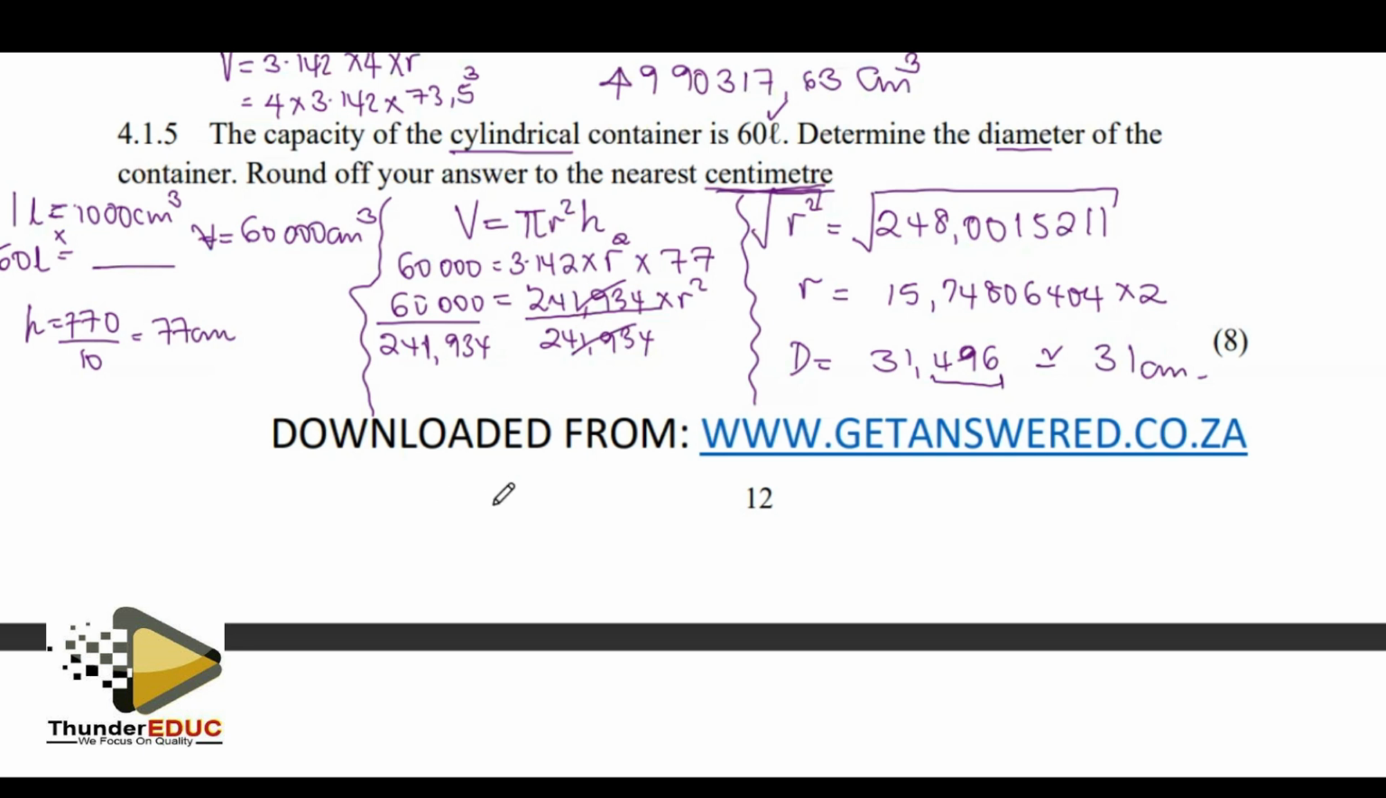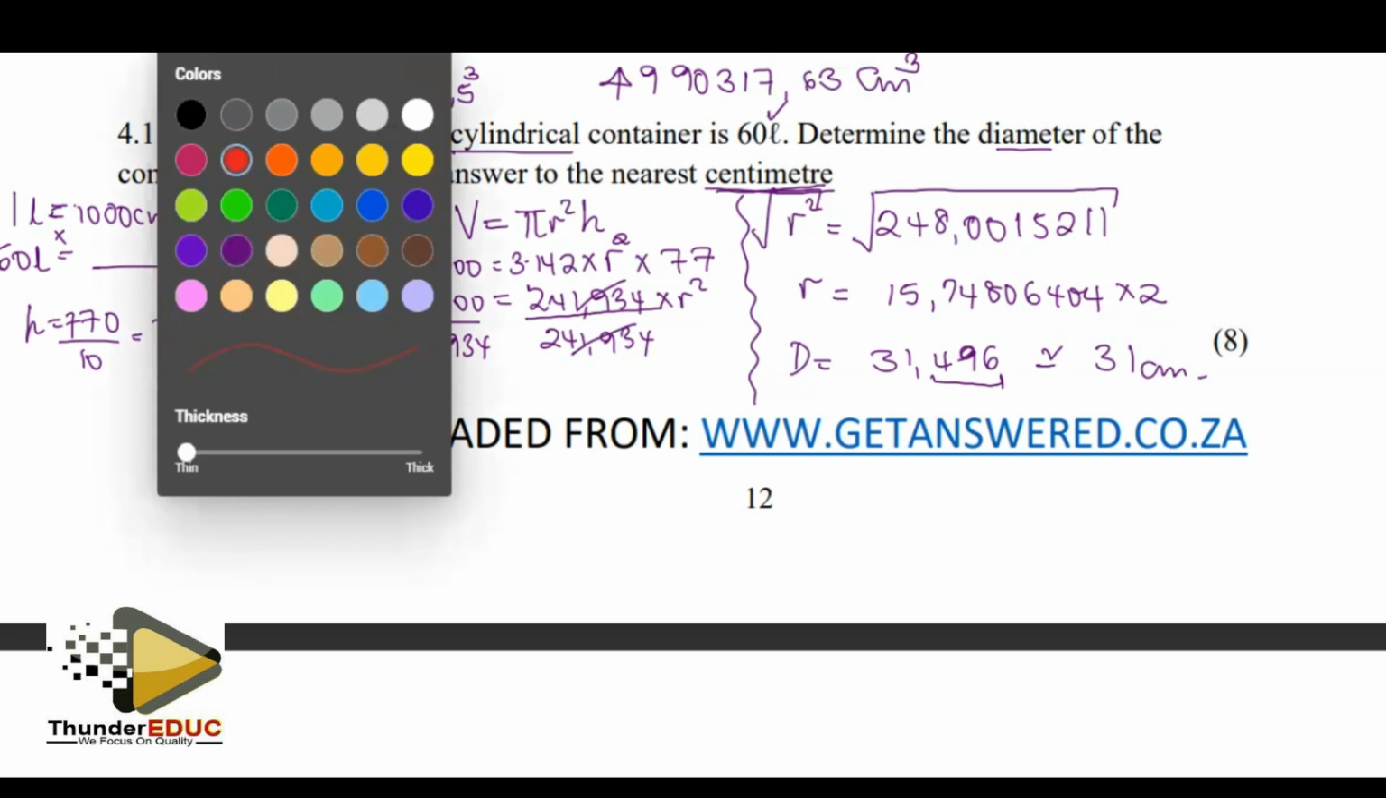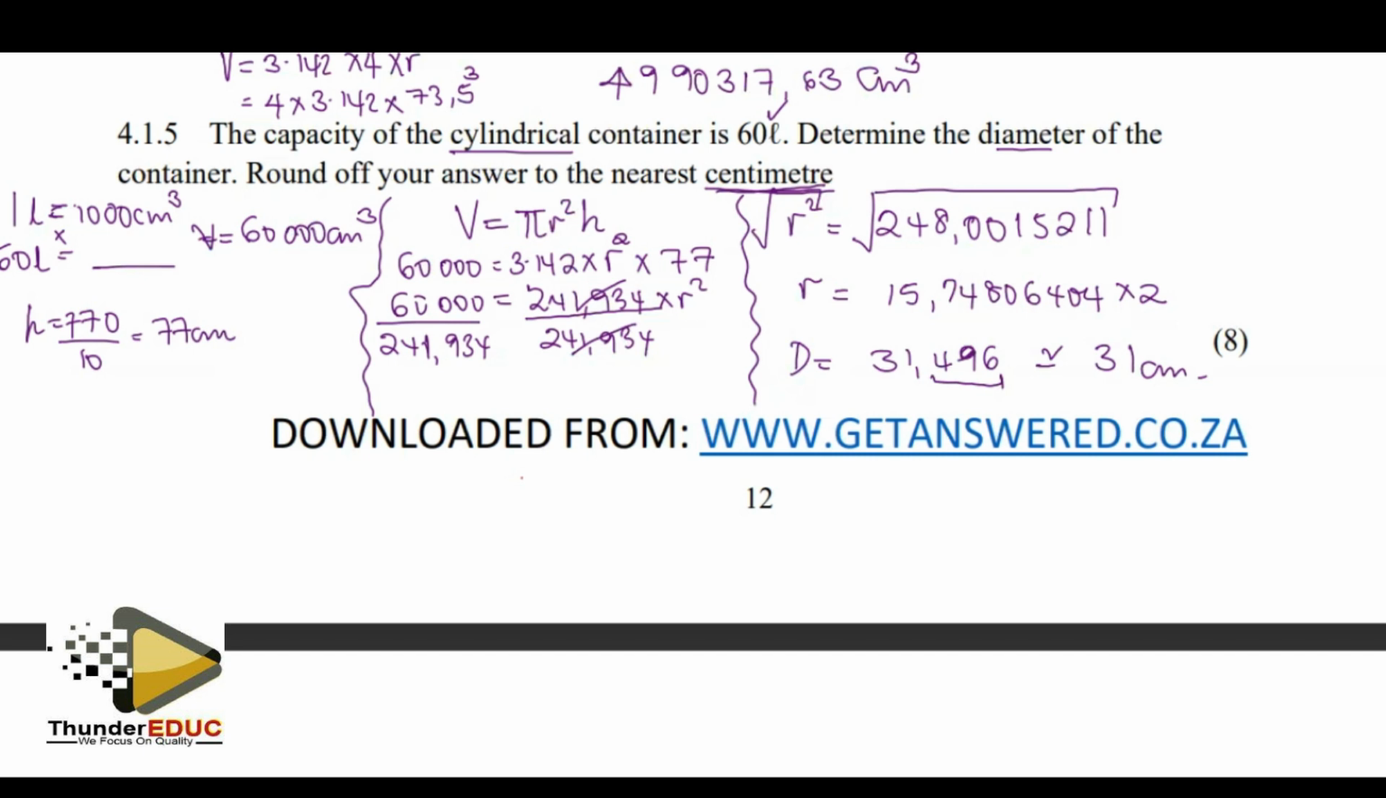When you look at this, it is 8 marks, and you ask yourself, how was it marked? Let's try to mark it and we see. Did you change the liters to centimeters cubed? Wonderful. Did you change the height from millimeters to centimeters? Another mark. Did you understand this concept? One mark for that. Dividing, another mark. You applying the square root, 1 mark. Getting the right answer, 1 mark. Multiplying by 2, 1 mark. The final mark is here.